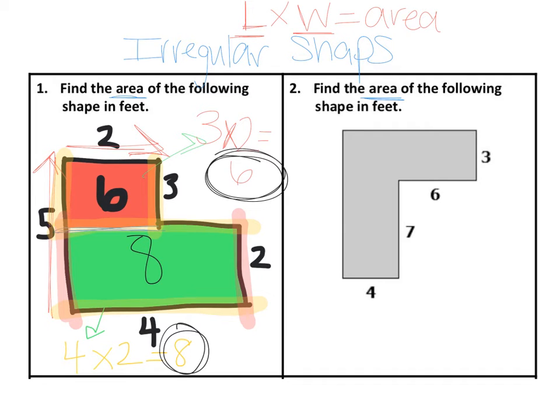All right, so 8 plus 6 equals 14. Okay, and I'm going to circle this one nice and big because that's my answer. My answer is 14, and we could even say 14 feet. All right, now I want you to solve number 2.